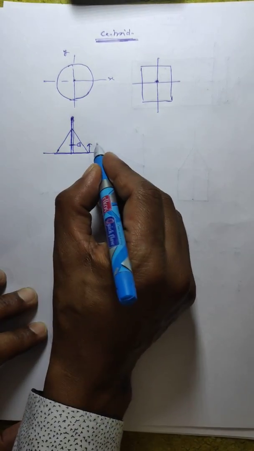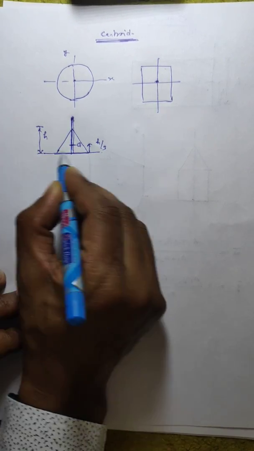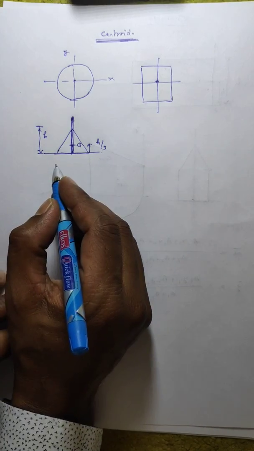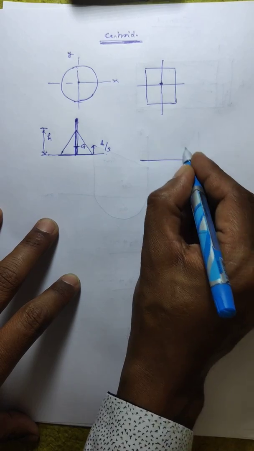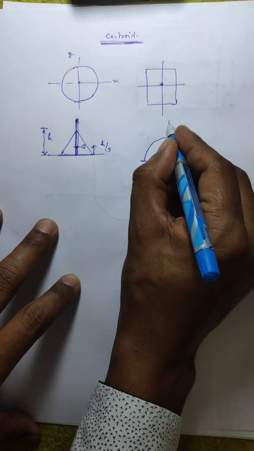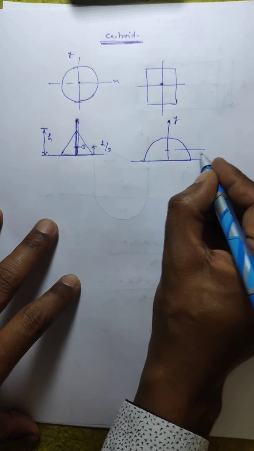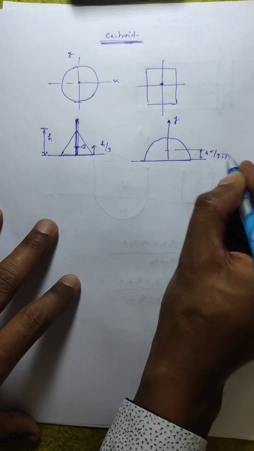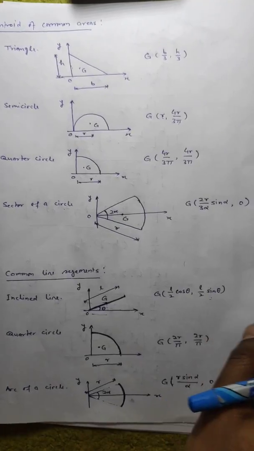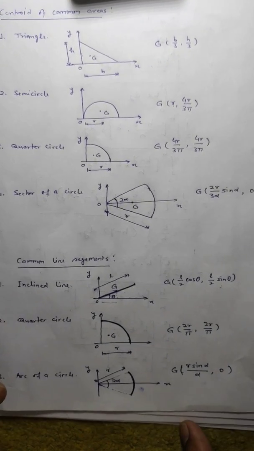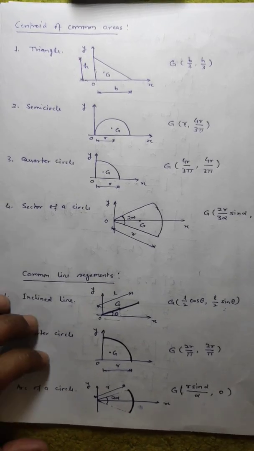As in the previous lecture we have already shown that if its height is h, then it will be at h by 3 above the base. If it is a quarter circle or semicircle, then there is an axis of symmetry y, but in x it will be at 4r upon 3 pi. From where does 4r upon 3 pi come? For that we have to solve it by the method of integration, which we have discussed in the previous lecture. So these are the standard geometries.